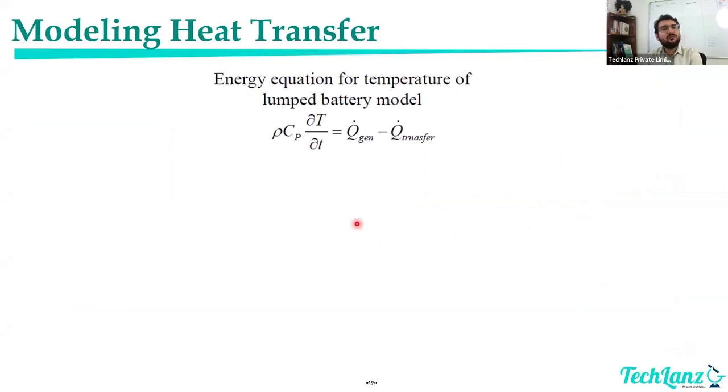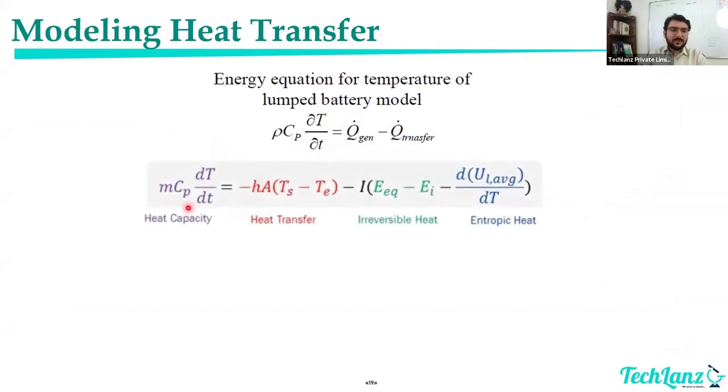So for modeling the heat transfer from the cell to different components, now we'll start by understanding a simple lumped battery model first, right? The heat capacity of a cell, which is MC delta T, is equal to heat generation minus heat transfer. What heat is generated by the cell and how much is taken out of the cell decides the temperature gradient, or how my temperature is increasing with respect to time, right?